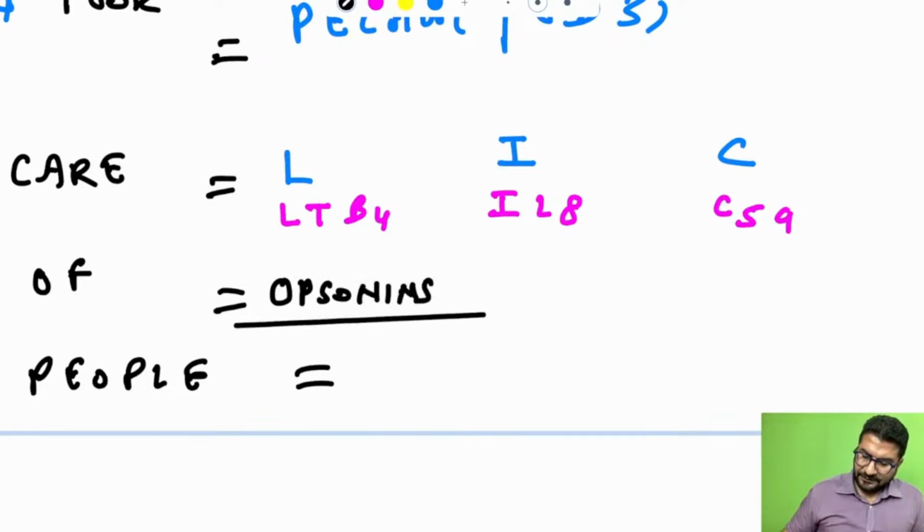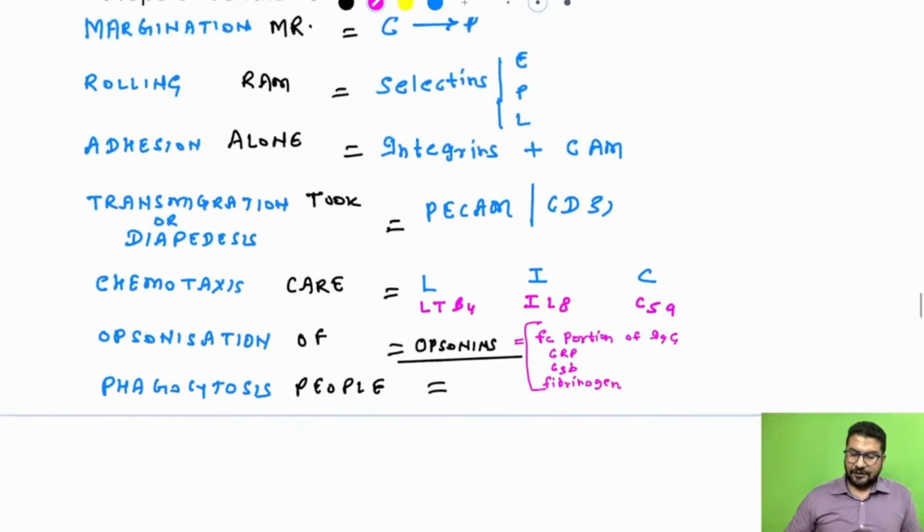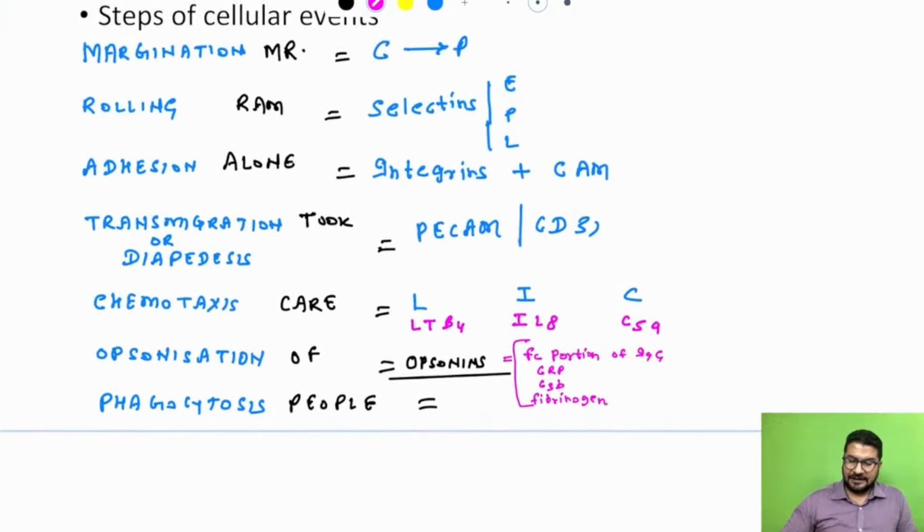Now what are opsonins? These are proteins or molecules. So we have the Fc portion of IgG, C-reactive protein, C3b and fibrinogen. So these are the four things which act as opsonins. And finally we have phagocytosis, that is killing and degradation.